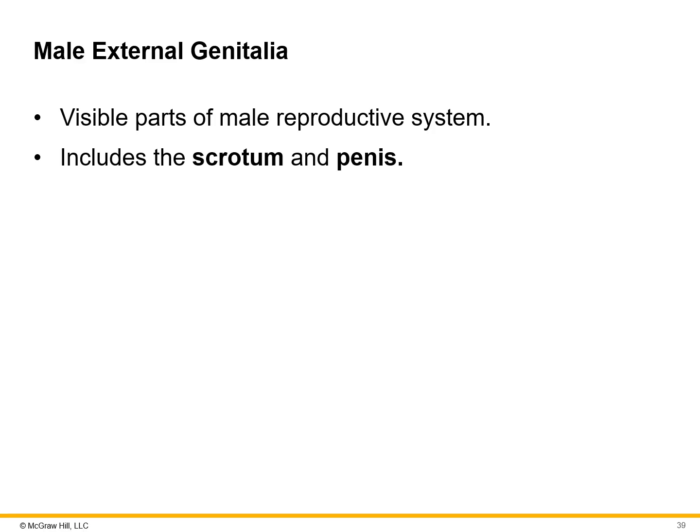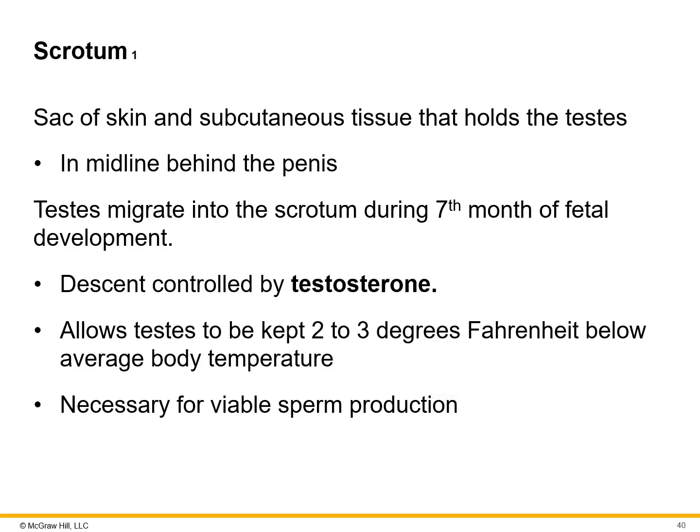So your male external genitalia, that is the visible parts of the male body that you can see with the naked eye, would be your scrotum and your penis. For the scrotum, that is a sac of skin, and it is tissue that is subcutaneous in nature, and that's what holds those testes.